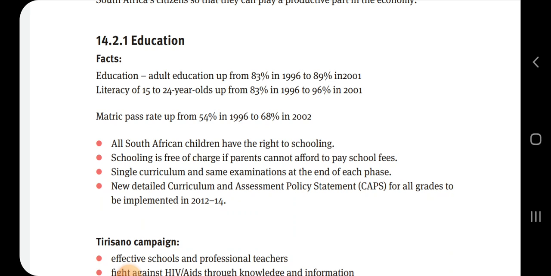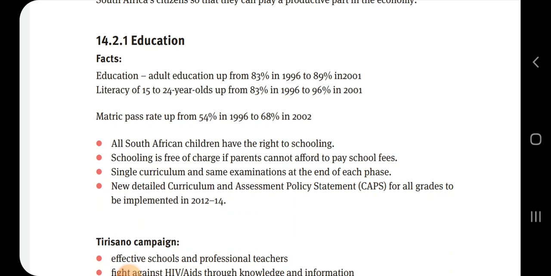Schooling is free of charge if parents cannot afford to pay school fees. Single curriculum and same examination at the end of each phase. New detailed curriculum and assessment policy statements for all grades to be implemented in 2012 to 2014. So in 2012, the curriculum of the country changed. It was no longer the same as what was taught, which was called the NCS.